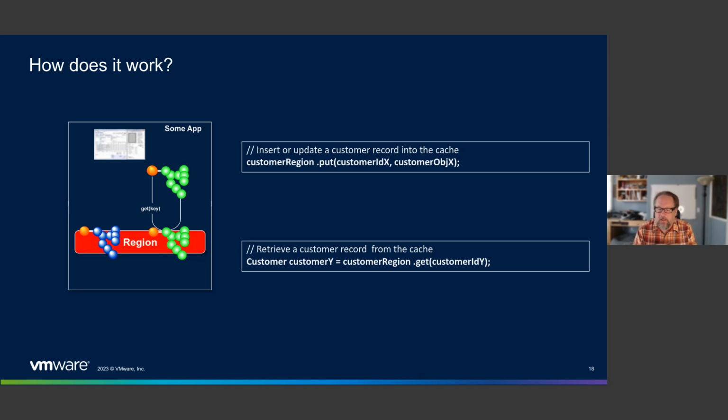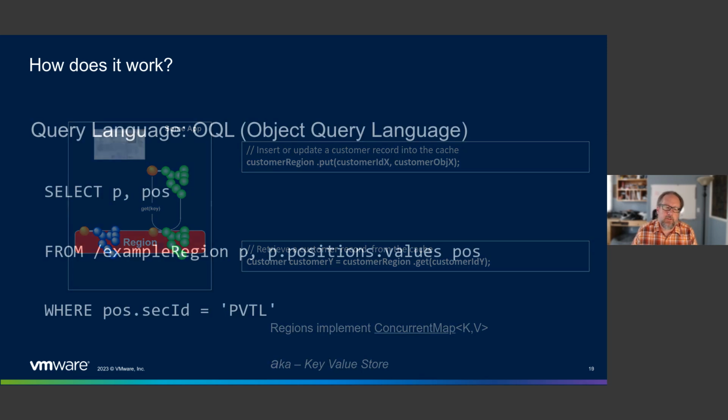Think about all the stuff I've been talking about with scaling out, right? Scaling out to GemFire, how to scale, all that good stuff just comes from those two simple APIs. And then how does it work? Let's go on to the next one.